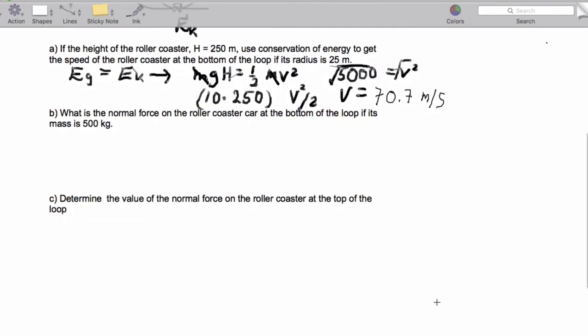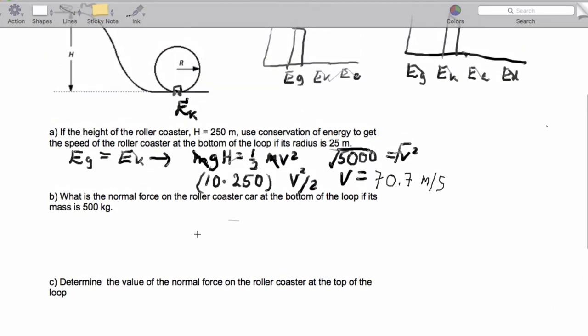All right. Now, we want to know the normal force on the roller coaster at the bottom of the loop if its mass is 500 kilograms. So let's draw that free body diagram. We got the normal force pointing up, and we have the weight force or the gravity force pointing down. These two forces are not in equilibrium. They actually have the effect of making the car move in a circle. So we have Fn minus Fg, and the effect is that we get mv squared divided by r.